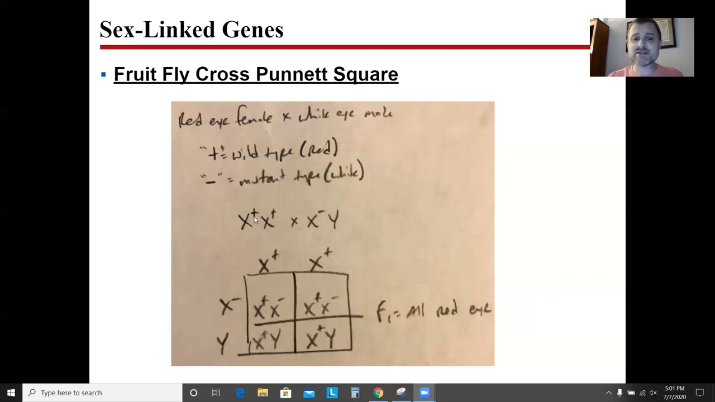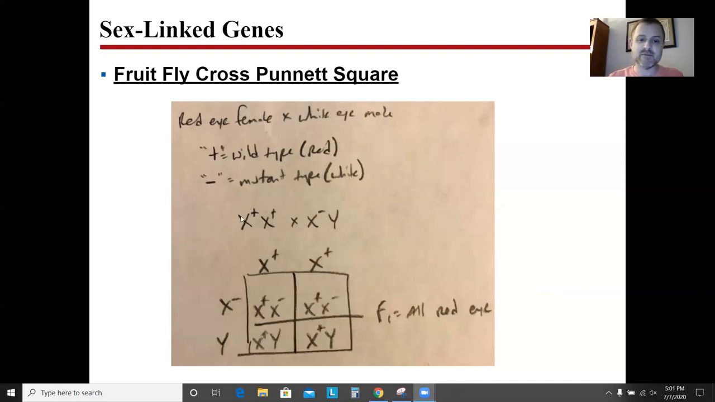She's a normal XX. Now she could be X plus, X minus and have red eyes. I realize that this fly was true breeding because there were no whites before. Mendel got the first white-eyed fly, at least not in laboratories. So in this case, I know it's X plus, X plus. A white-eyed male, well, it's X minus Y. Notice the Y doesn't have a plus or minus because it doesn't have the gene. So the only way to be a white-eyed male is to be X minus Y, okay?